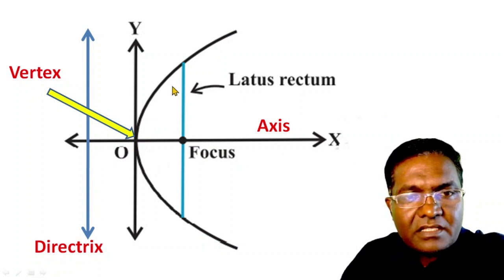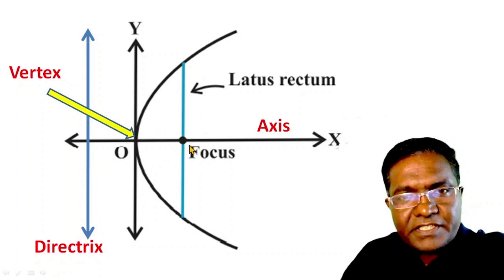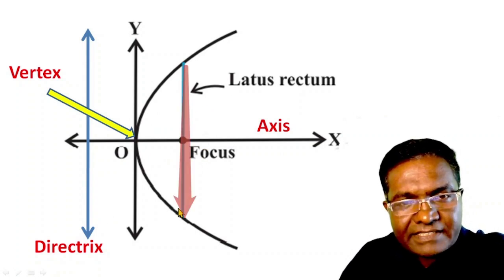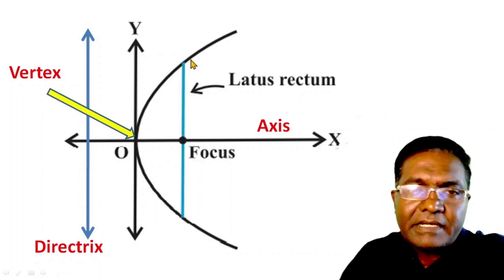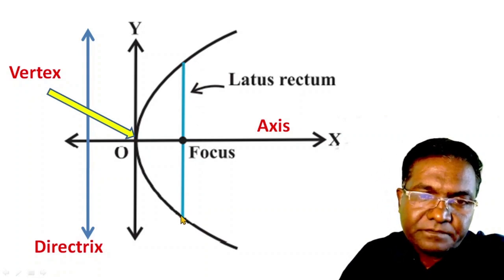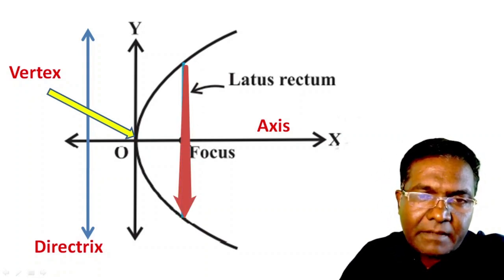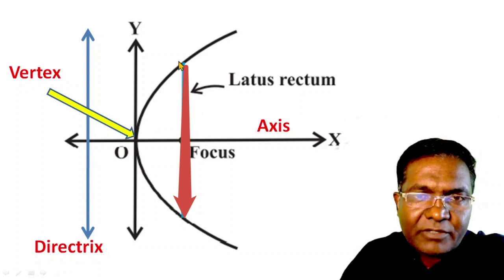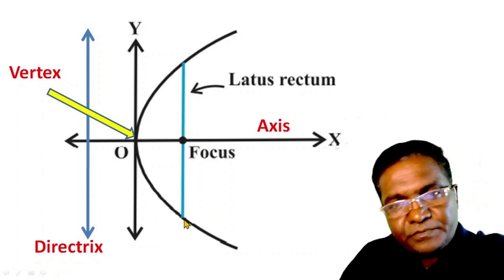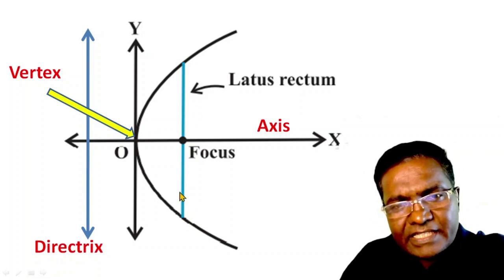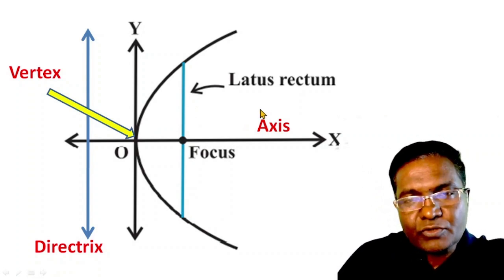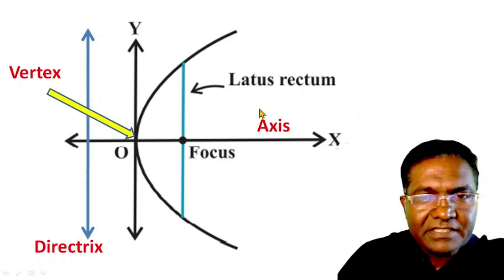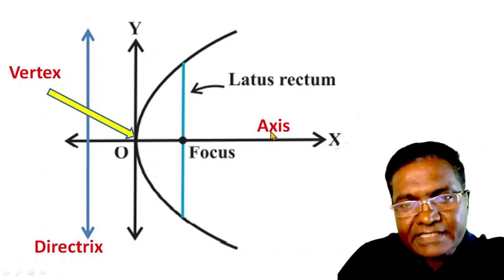Next, the line which is perpendicular to the axis and passes through the focus and whose ends are on the parabola. Look at this blue line. This is perpendicular to the axis, passing through the focus and whose ends are on the parabola. So this line segment is called the latus rectum of the parabola. So do remember this. What is the vertex? What is the directrix? What is the axis? And what is the focus?